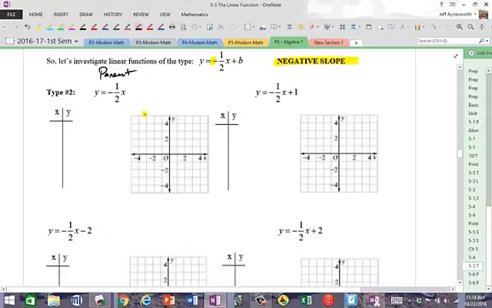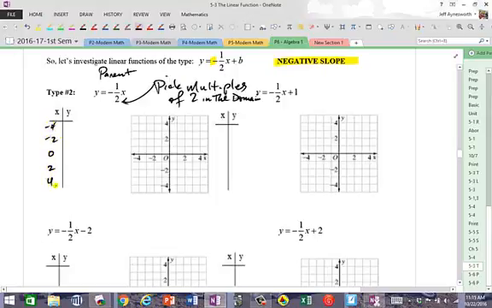Now, we know we're going to take negative 1/2 times x. So I'm going to have to take my x value and divide it by 2. Because of this, I'm going to pick multiples of 2 now in the domain. So negative 4, negative 2, 0, 2, and 4. If there was no fraction involved, I would just pick integers from negative 3 to 3 and go with it. But I'm going to make my arithmetic easier by picking multiples of 2.